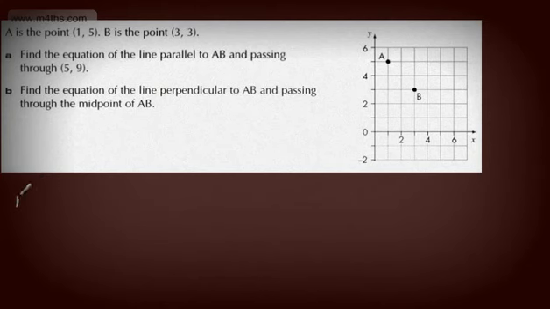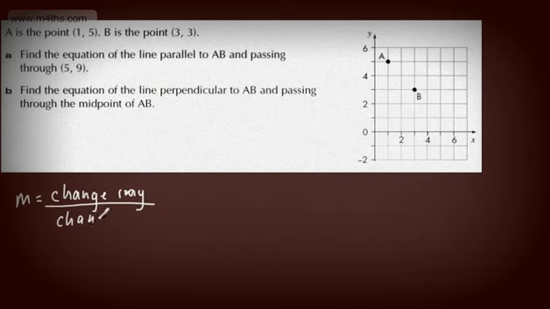The gradient, m, is the change in y over the change in x. So if we look at this point right here, what we'll do is the following. We will do 5 minus 3, so the change in y is 5 minus 3, divided by 1 minus 3. So that's going to give me 2 over minus 2, which gives us a gradient of minus 1.